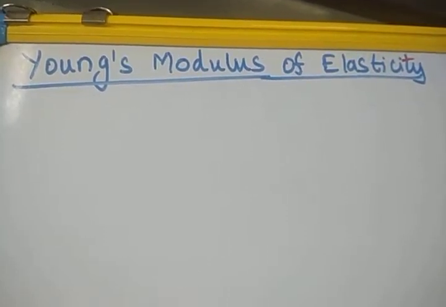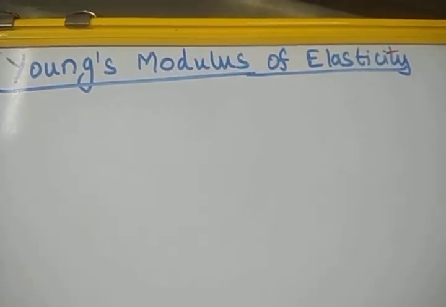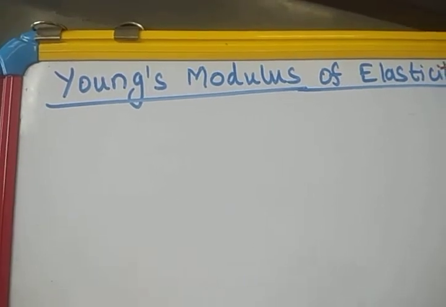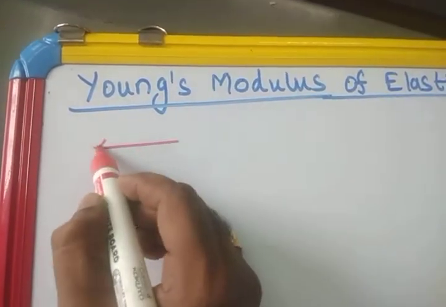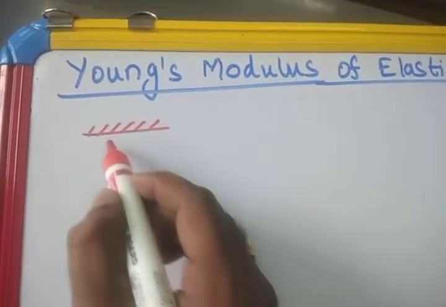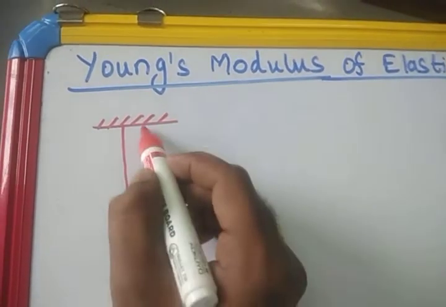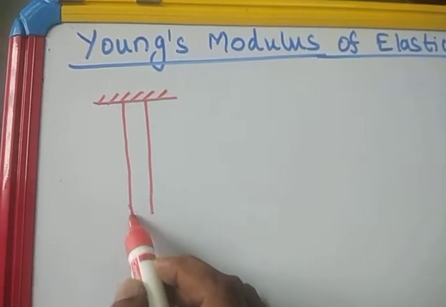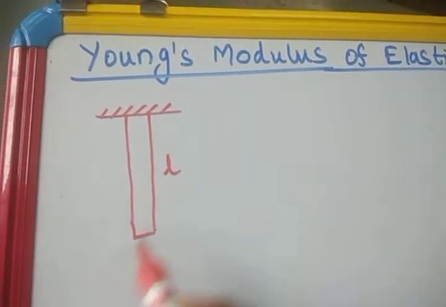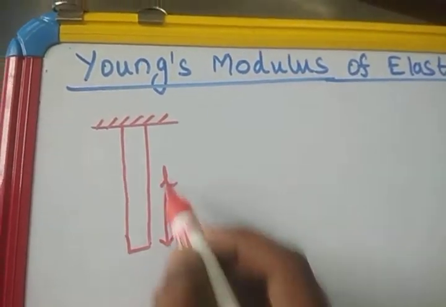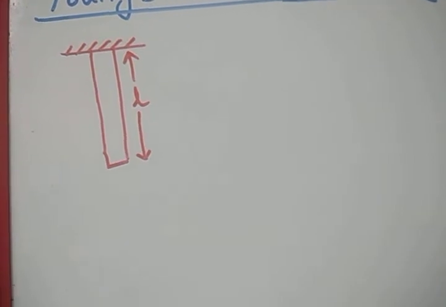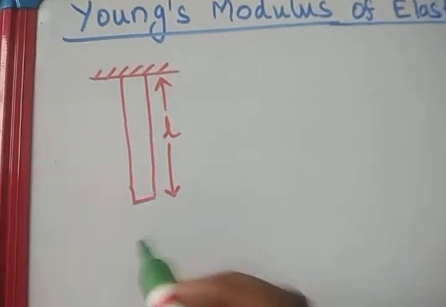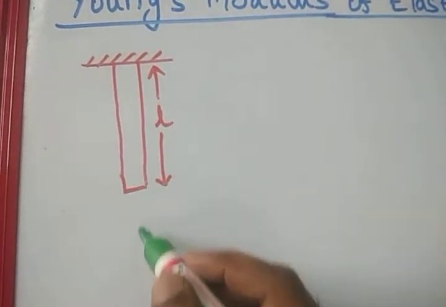Young's modulus of elasticity. Let us see, one type of the modulus is called Young's modulus. Now I take this as a wall. In this wall there is a wire whose initial length is L. Now what are we going to give? Now the force is applied on this wire in the downward direction.